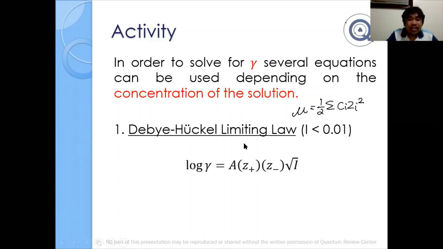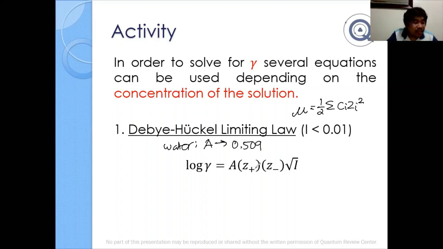Log of gamma is equal to A. So, A is a constant that is dependent on the solvent. So, A for water. Dapat for water, sana kabisado natin. The A for water is equal to 0.509. Nasa review guide nyo din to. 0.509 times Z. Okay, wag malilito sa nu at Z.